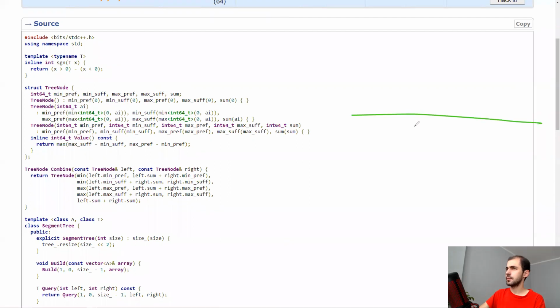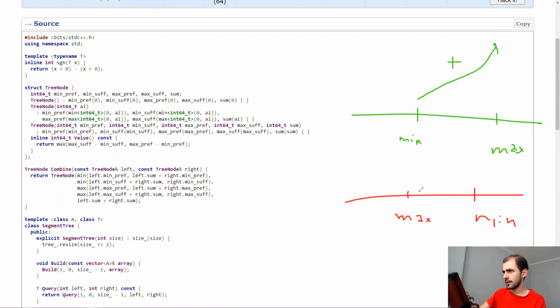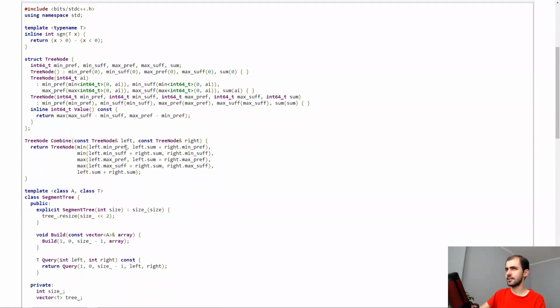Let me make it clearer. So if there is a minimum prefix and then a maximum, it means that you increased from somewhere to somewhere. So you're actually getting a positive subarray. If, however, you have the minimum after you had the maximum, it likely means that you decreased from there to here, but you don't care because you want the maximum absolute value of some subarray. So that's the slight difference from Kadane's algorithm.